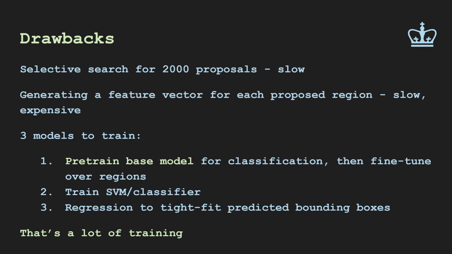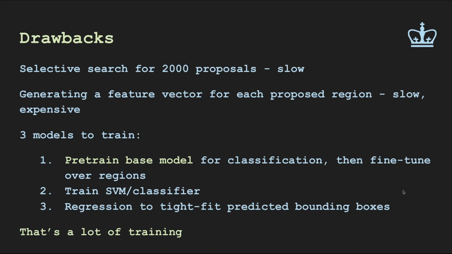Additionally, one final drawback is that RCNNs require 3 different models to be trained. We need a base model for traditional image classification, which is then fine-tuned over the regions. Additionally, an SVM classifier is needed. And lastly, we need regression to tighten the fit around the bounding boxes and properly find each of the objects.